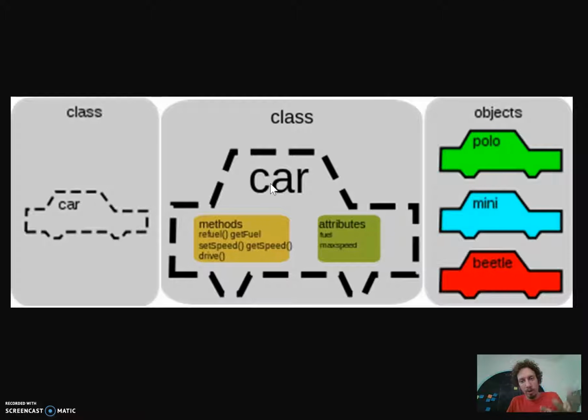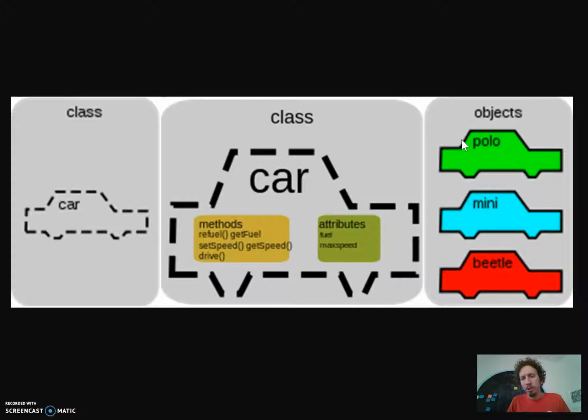The class for a car would have some methods like refuel and get fuel. It would have set speed and get speed and drive and a whole bunch of other methods, a bunch of verbs, things that a car can do. It also would have a whole bunch of attributes, sometimes called fields, sometimes called class variables, like fuel level and max speed and current speed and are the headlights on as a boolean and that kind of thing. Lots of data that lives inside of a class that can then be applied to each individual object.